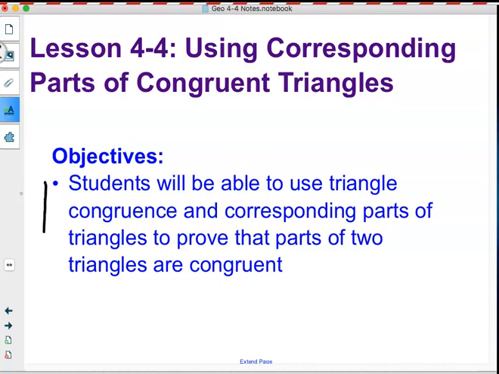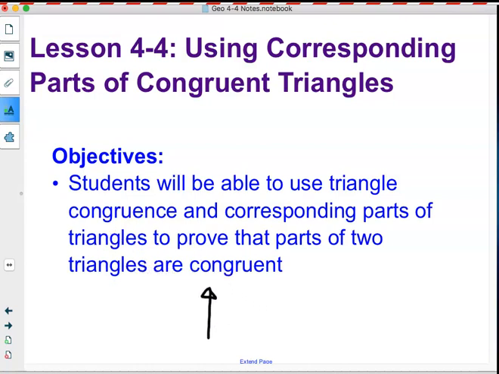Okay, geometries, this is Mr. Bloom, and this is geometry lesson 4.4, using corresponding parts of congruent triangles. Our objective today: students will be able to use triangle congruence and corresponding parts of triangles to prove that parts of two triangles are congruent. Wow, that's a lot of stuff.